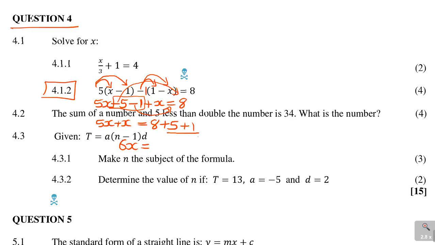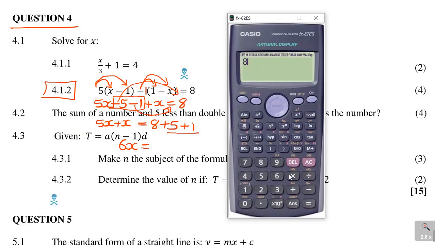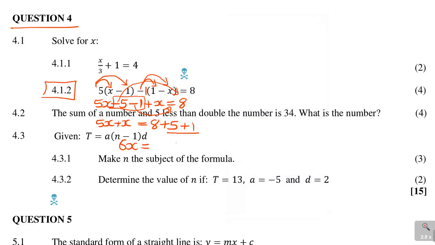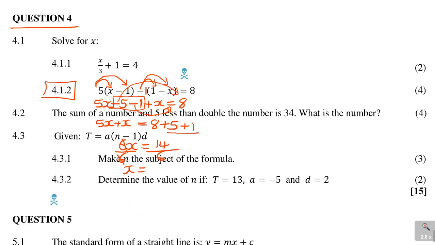But just to test with the calculator, what is 8 plus 6? I always trust the calculator. Or 8 plus 5 plus 1, which is 14. Divide by 6. Remember, 6 and x is multiplying, so you can only divide, so that your x will be equal to, I think, 7 over 3. If you can use your calculator, I think it will give us 7 over 3. Sorry about that.